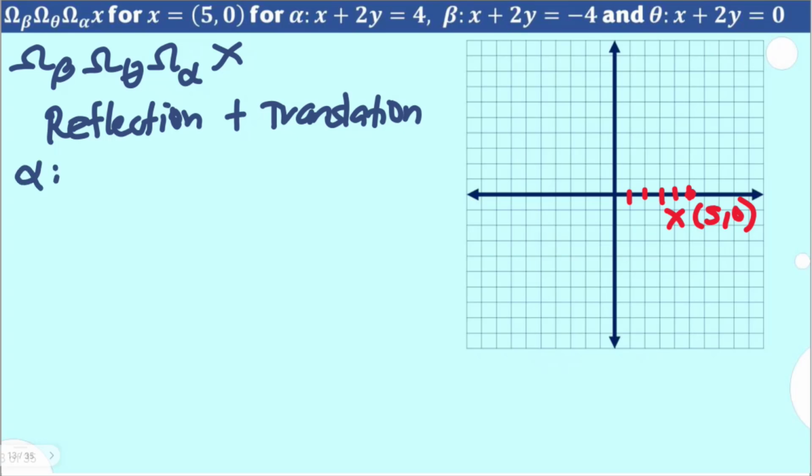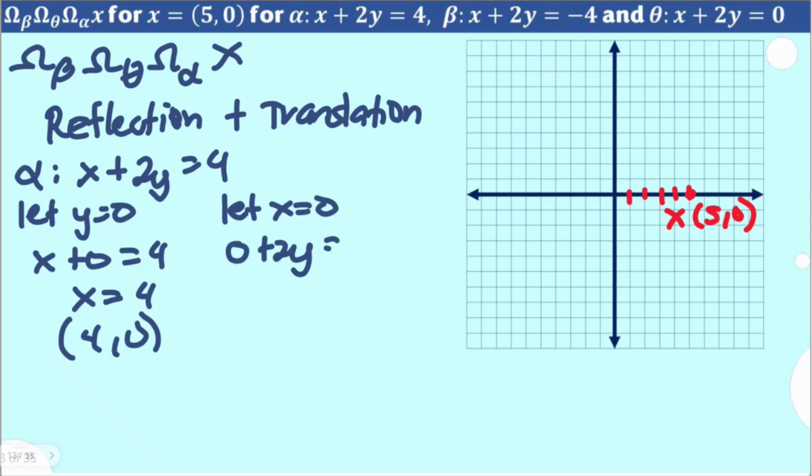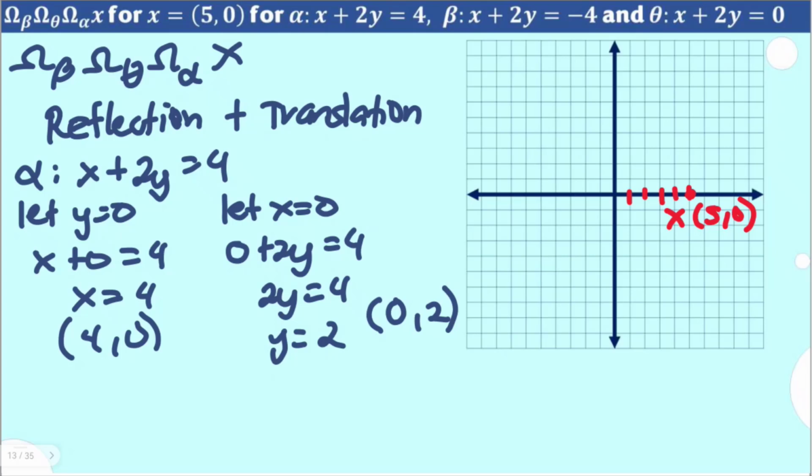As for alpha, identified by x plus 2y equals 4, when we let y equal 0 to get our x-intercept, we have x plus 0 equals 4. So x is equal to 4. That's our x-intercept at (4, 0). For our y-intercept, let x be equal to 0. So we have 0 plus 2y equals 4. 2y is 4, and then y is 2. So its y-intercept is at (0, 2). Allow me to continue getting the intercepts of the remaining lines before plotting them on the Cartesian plane.